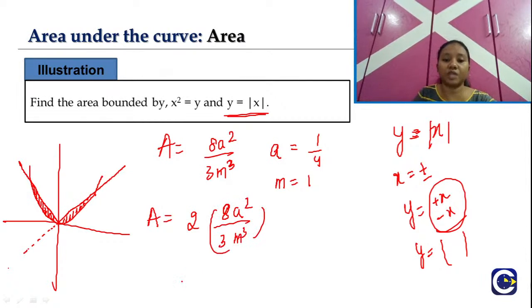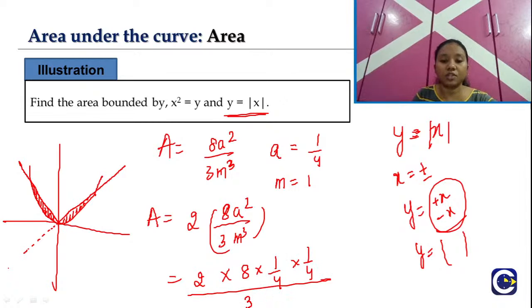So let's substitute the a and m values which we have already found out. So 2 into 8a square, that is 1 by 4 into 1 by 4, divided by 3m cube, that is 1. Right. So 2 times, 2 into 4 times, and 4 will be getting cancelled. So here it will be 1 by 3 square units, and exactly Siddharth given the same answer.